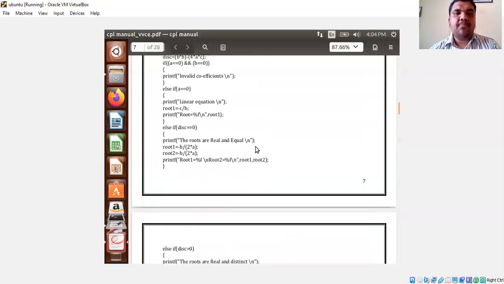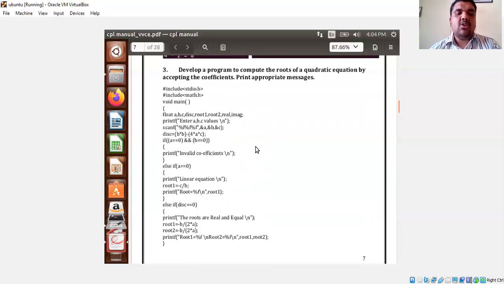Now let us go with the brief summary of the program. Here we are going to use one important header file called math.h, because we have made use of the mathematical function called SQRT. Next, we are going to declare the variables a, b, c, which are your coefficients, and the discriminant. Root 1 and root 2 are the values which are going to store the two roots. Next we have the real and the imaginary parts. For roots that are real and imaginary, we need to calculate and print the real part and imaginary part separately.